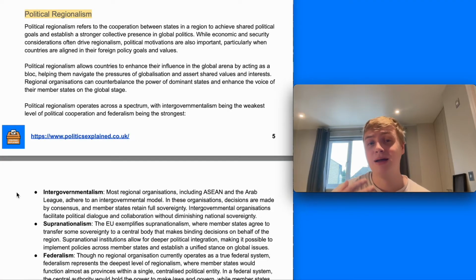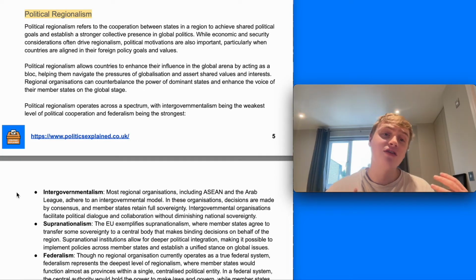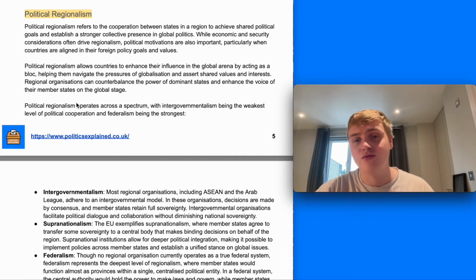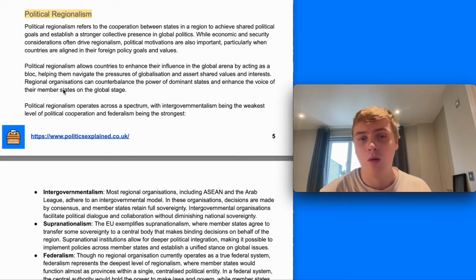Finally, then, is political regionalism, which refers to the cooperation between states to achieve shared political goals and establish a stronger collective presence in global politics. So economic especially, but also security concerns really drive regionalism. Political motivations are also important though, and often come afterwards. And it allows countries to enhance their influence in the global arena by acting as a bloc, to assert their shared values and interests on the global stage, and try and counterbalance the influence of dominant states such as China and the United States. Crucially, it operates across a spectrum.